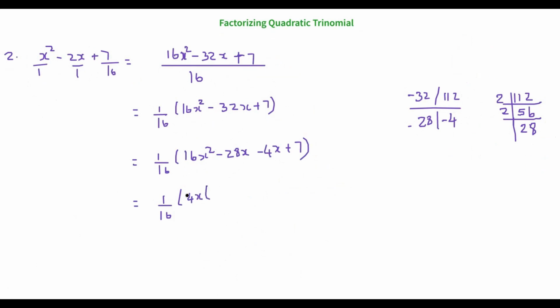Right. So in 16 and 28, we have 4x common. So what will remain here? 16 divided by 4 will give us 4, and since 1x has come out, the other x. So 28 divided by 4 is 7, so minus 7. X is already out. Now in these two there are no common terms.